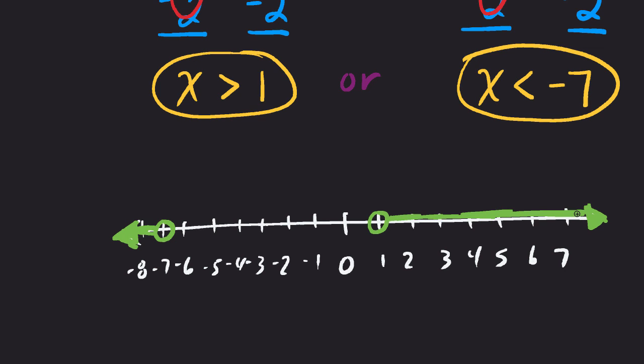Okay, so a compound inequality is two or more inequalities, usually two, where we're trying to solve them at the same time.